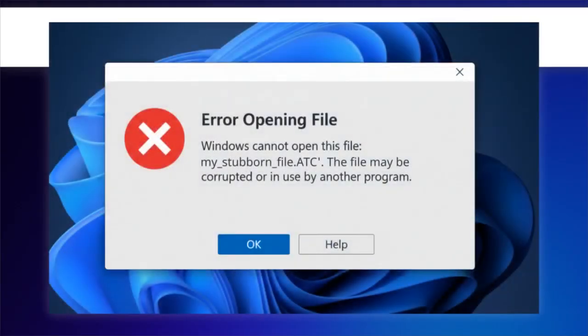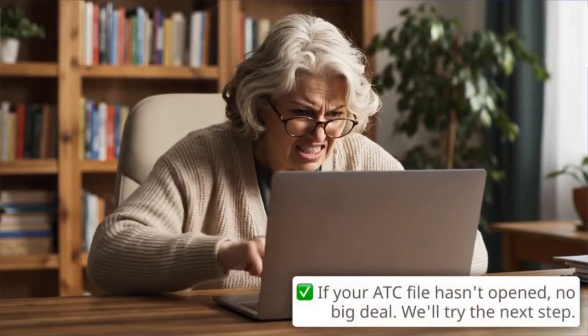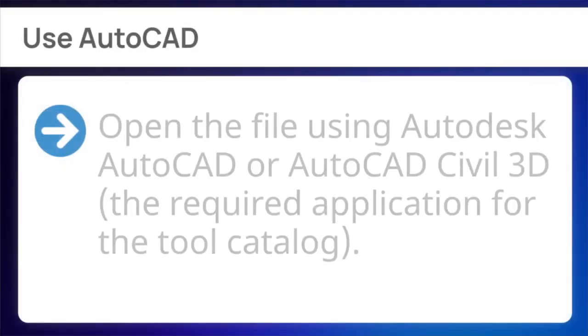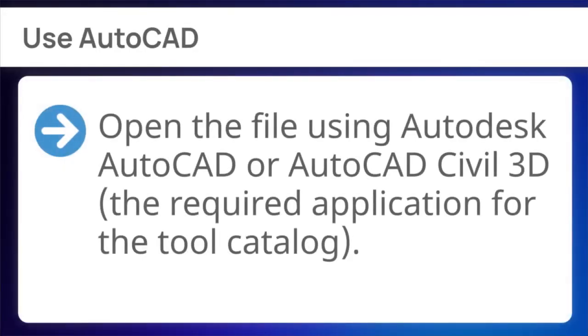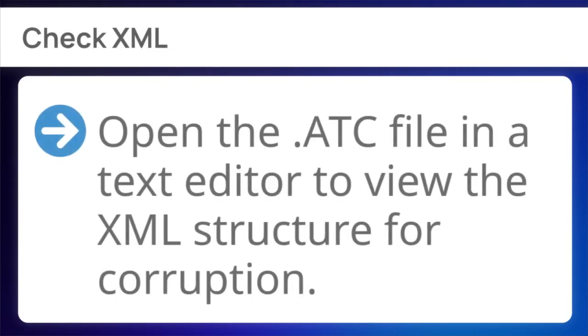If you still cannot open your ATC file, that is okay. You've exhausted the easy options. We must now test these specific common failure points to definitively isolate the source of the ATC error. First, use AutoCAD. Open the file using Autodesk AutoCAD or AutoCAD Civil 3D, the required application for the tool catalog. Next, check Installation Path. Ensure the ATC file is placed in the correct support folder for AutoCAD. Finally, check XML. Open the ATC file in a text editor to view the XML structure for corruption.